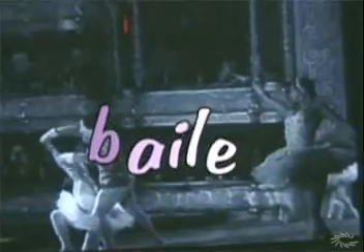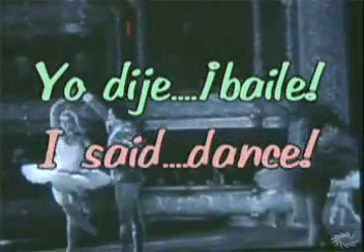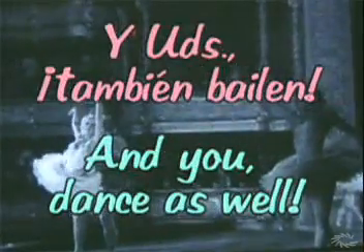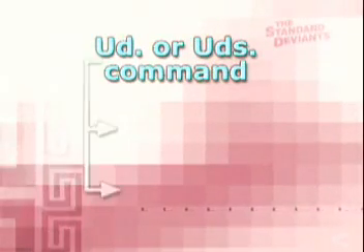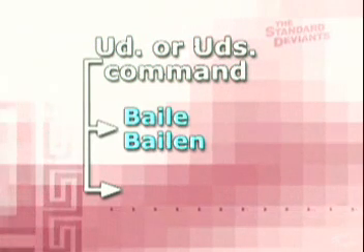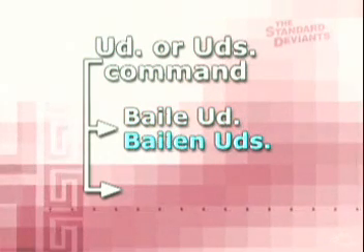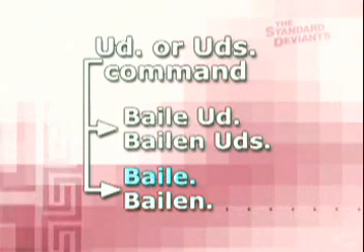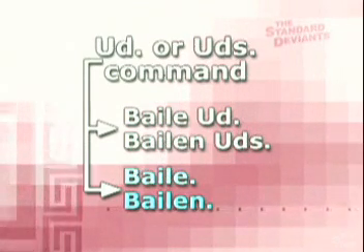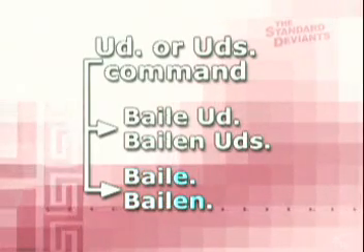So we can use the usted command baile to command or request someone to dance. Baile. Yo dije, baile. Y ustedes también bailen. When we're using an usted or ustedes command, we can express it 2 ways. We can say the person we're addressing the command to after our verb, Baile usted. Bailen ustedes. Or we can just say the verb and let the usted or ustedes be implied. Baile. Bailen. This is how you'll see it most of the time, since you already have the different ending to let your listeners know it's a command.